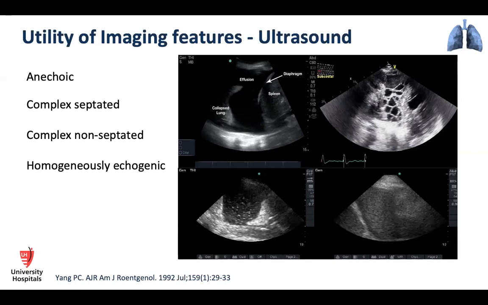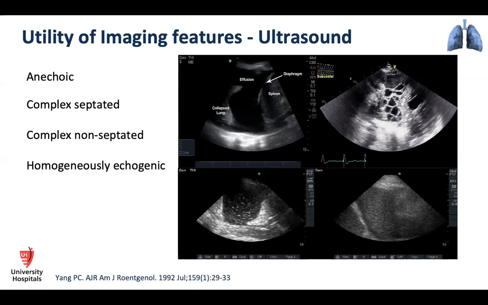Then you have complex non-septated, which is analogous to the hematocrit sign, where you see sediment in the pleural space. And again, on the third picture, left lower quadrant corner, you can see the diaphragm, the flopping lung, and then you see sediment in the intercostal space. This should point towards either a complex effusion related to a significant exudative process or a hemothorax.